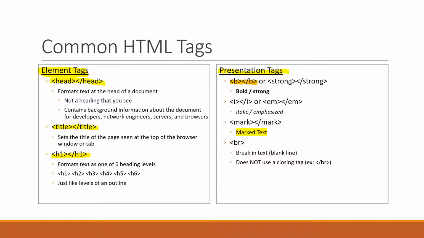Another tag here is the marked text tag. Everything between the opening and closing tags. So here's the opening tag, here's the closing tag. Everything in between the mark and the /mark tag will be highlighted. So it'll be marked just like you're highlighting a textbook. The BR tag, notice it's by itself. It inserts a break in text. In other words, it gives you a blank line. It does not use a closing tag.